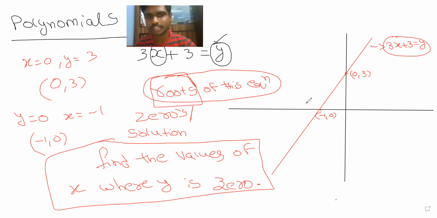Now, what is the zero of the equation, or what is the root of this equation? The root of the given equation is x equals minus 1. Okay, now when you observe here, what is the power of x?